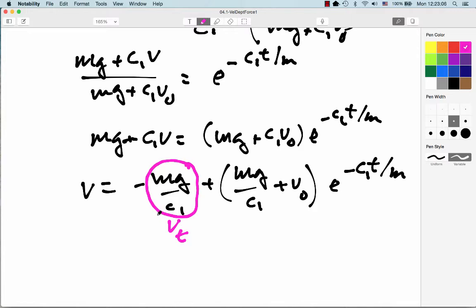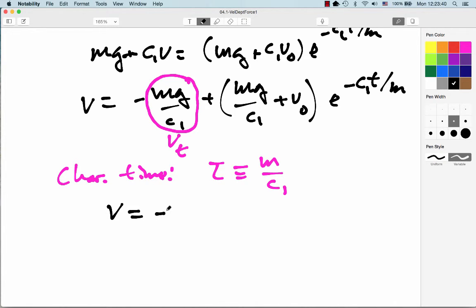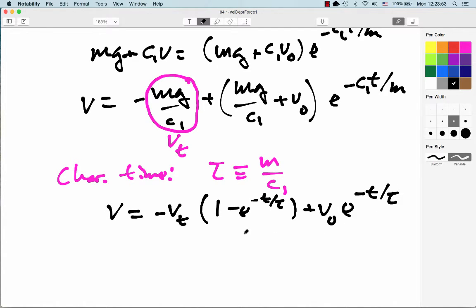And also, while we're at it, we can take a look at the exponential. And we've seen decaying exponentials before in our intro classes. We usually write it as some e to the minus t over tau, where tau is our characteristic time. So our characteristic time for the process, tau, is m over c1. So if we put the two of those together, we can rearrange this just a little bit, and you'll end up with v equals minus vt, and that minus is just because we're pointing down, times 1 minus e to the minus t over tau, plus v naught times e to the minus t over tau.